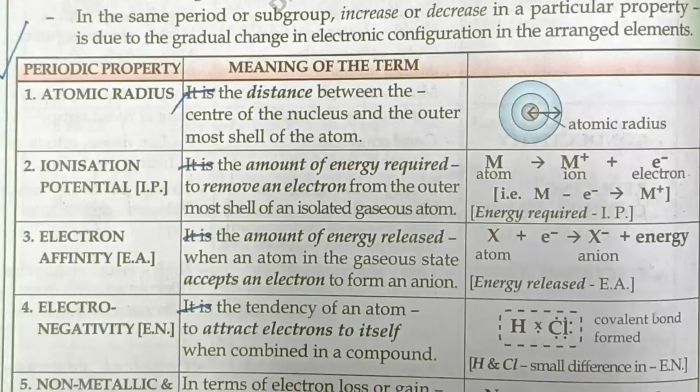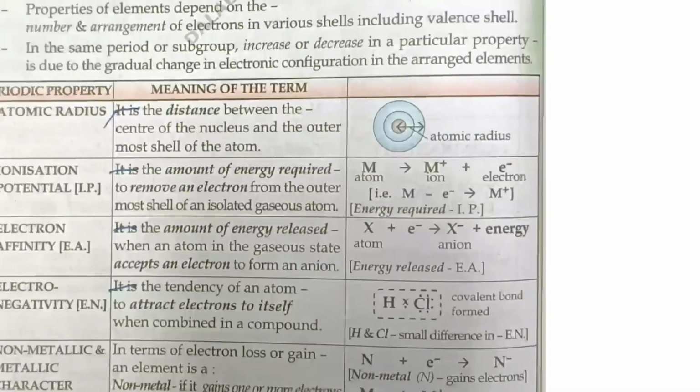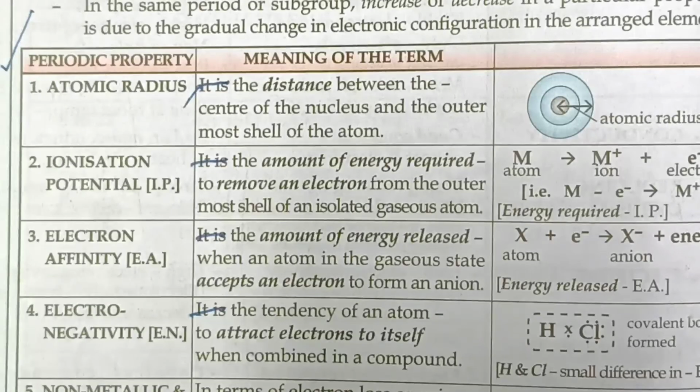And this is the table. First is the atomic radius, a periodic property. What is atomic radius? It is the distance between the center of the nucleus and the outermost shell of an atom. If you consider it as a circle, the distance from the center of the circle to the peripheral region, between the center of the nucleus and the outermost shell, is known as atomic radius.